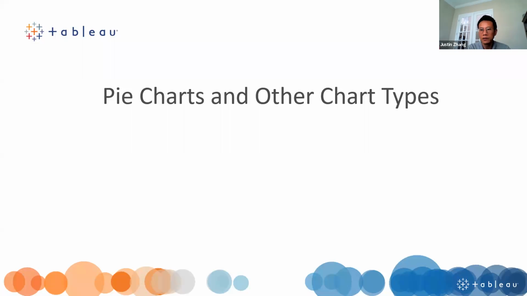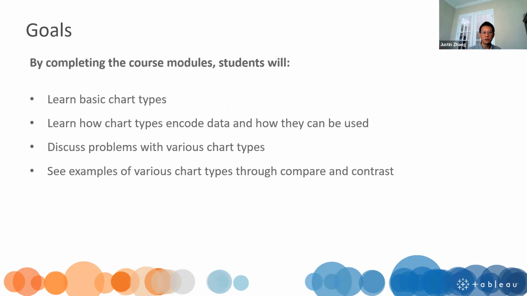Hello, everyone. In this video, we are going to talk about different chart types. In particular, we will discuss specific chart types that can be commonly used in data visualization and how these chart types can encode data to facilitate effective design of data visualization. We'll also talk about the problems with specific chart types, such as pie charts. And finally, we will discuss the examples of different chart types by comparing and contrasting some good and bad examples.